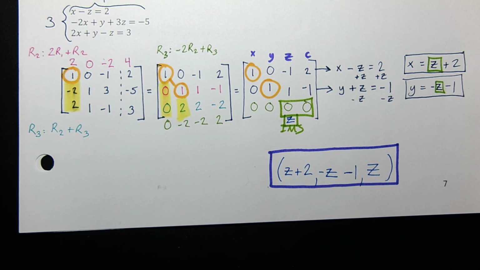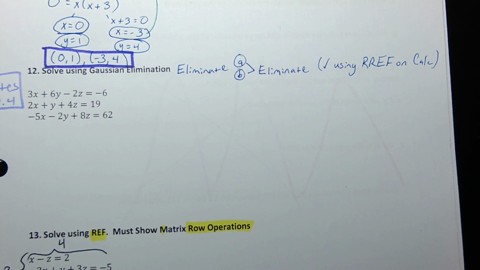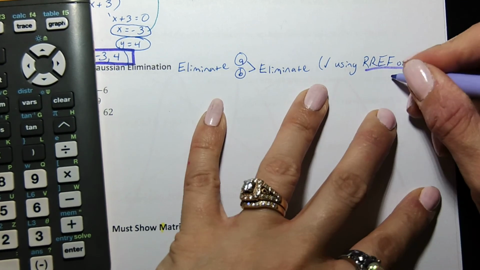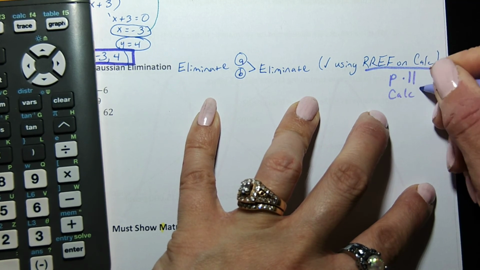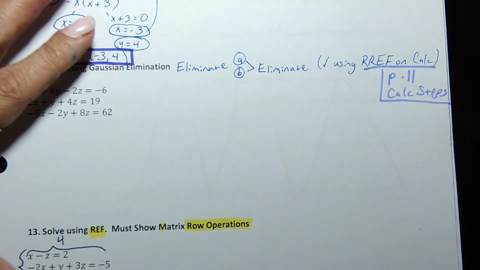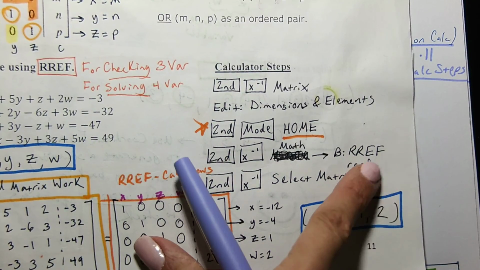All right, so what I'm going to demonstrate next is how to do this on your calculator, checking using reduced row echelon form. Up by that section, I want you to put that the instructions for reduced row echelon form are on page 11. So page 11 is where you'll see the calculator steps. So I'm going to briefly go through them here, but if you want to see them written out step by step, there's like 6 steps for how to use the calculator to do reduced row echelon form.